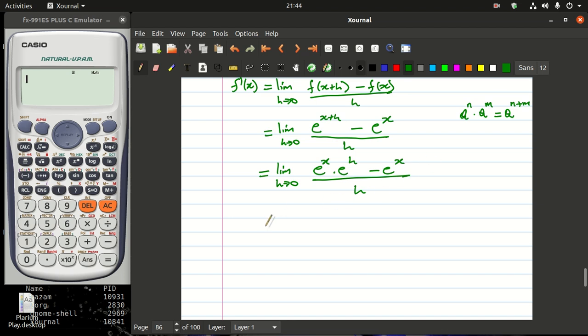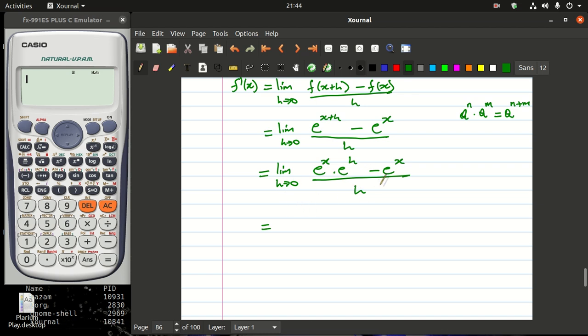And you can notice something here, that if I were to take this h and plug it here, I will end up having e to the power 0, and e to the power 0 is just 1 because e is a constant. 1 times e to the power x is going to be e to the power x. e to the power x minus e to the power x is going to be 0, and then I'm plugging a 0 here. I'll end up having a 0 over 0.